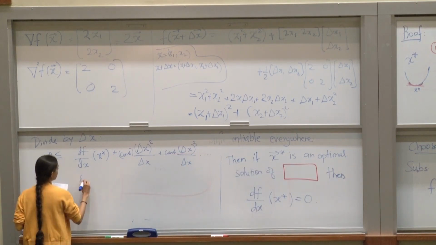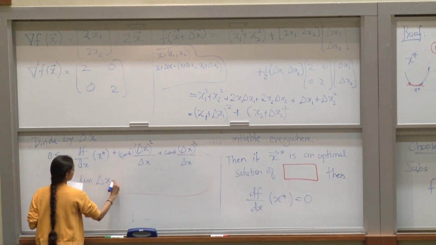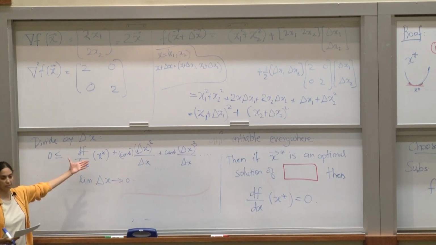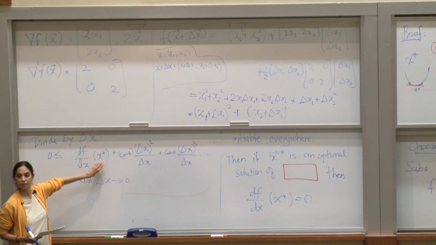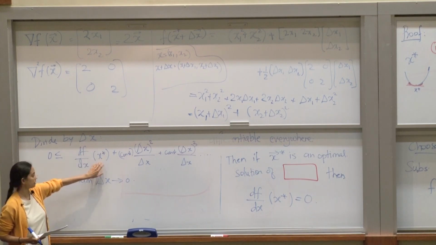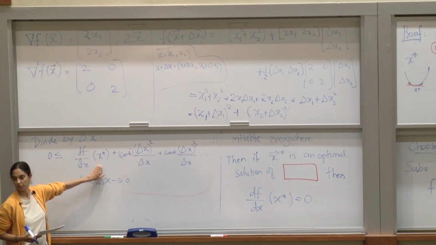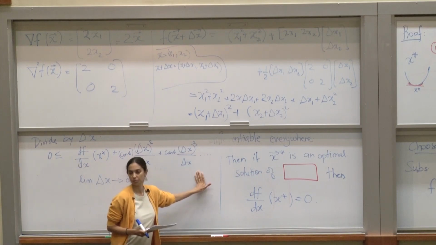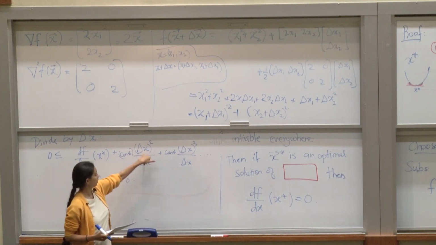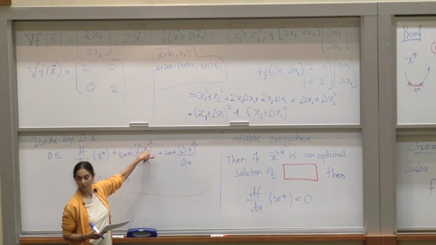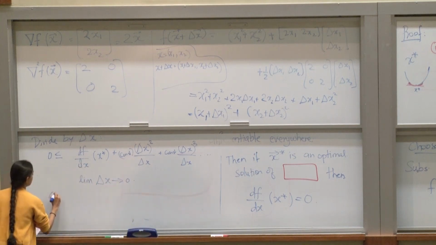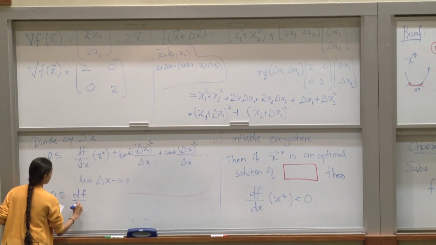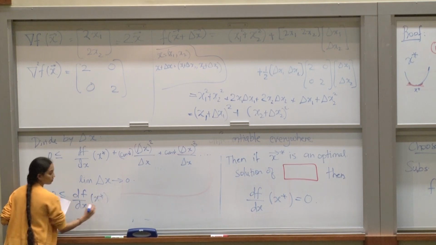Now I'm going to take the limit as delta x tends to 0 of this equation. Is there a delta x in the first term? No. So is it going to move as delta x becomes smaller? No. What's going to happen to all of these other terms? They're going to go to 0, because this delta x cannot cancel out. There's always going to be a term here that's going to 0. And so the limit of all of these terms is 0, and I have established that 0 is less than or equal to df by dx at x star. Okay?